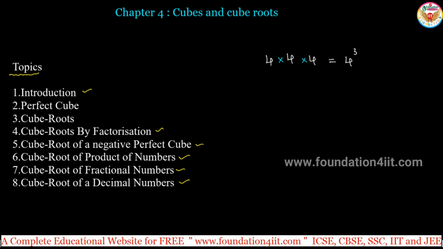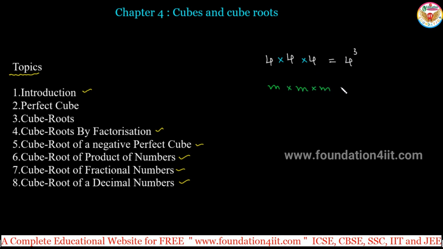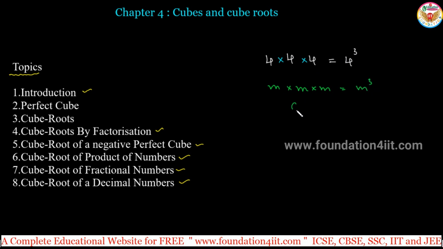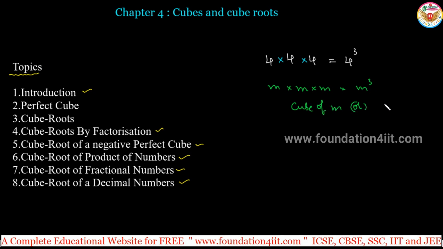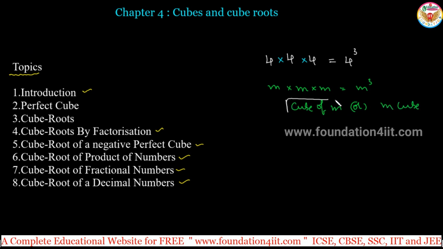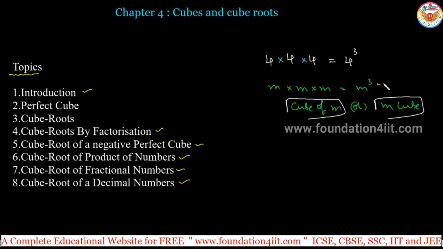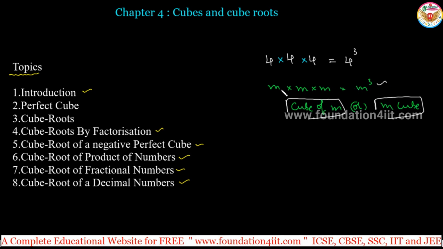So for any number, in general we can say m. So m is multiplied 3 times. Now we can write this as cube of m or m cube. We can read it as cube of m, or write m cube. This is the thing we need to remember: cube of m or m cube. The simple shortcut, you can write m to the power 3 or m cube. So m is raised to the power 3. That is the definition.